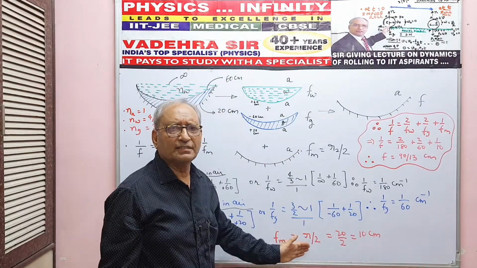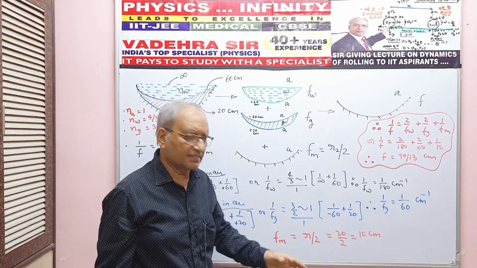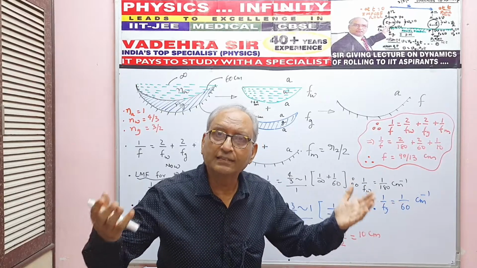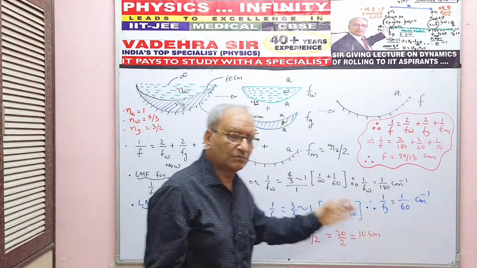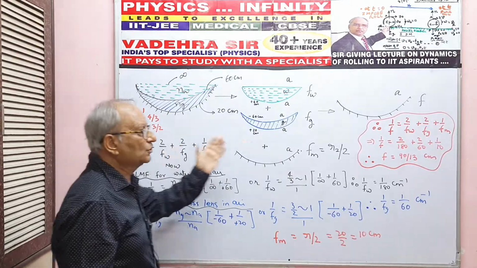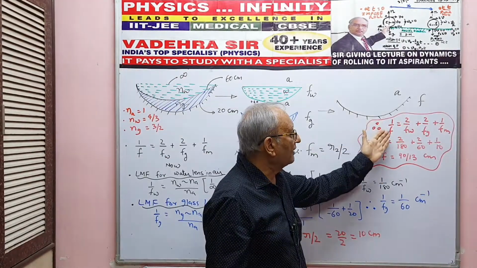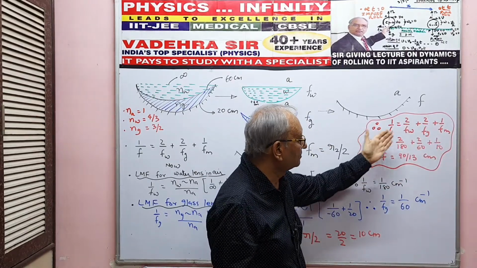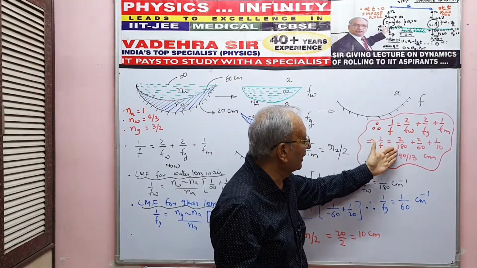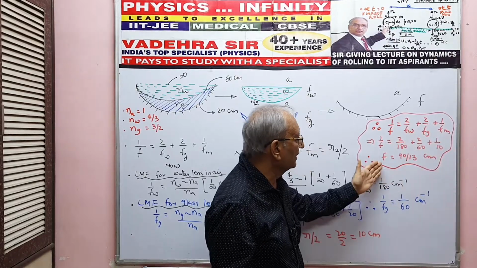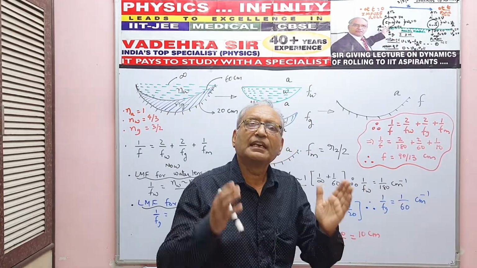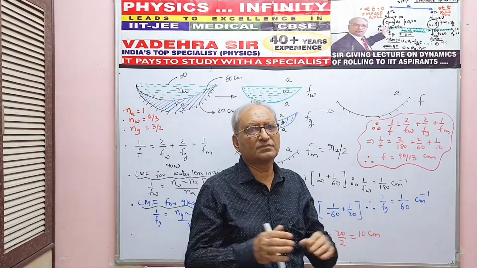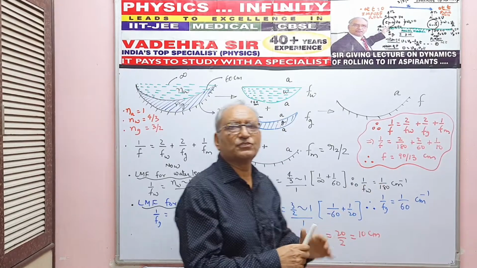FM we already know is R/2. It's a concave mirror, a converging surface again, so focal length plus 10 centimeter. The job is done. I put these figures in this formula, shown in the red block here: 1/F = 2/FW + 2/FG + 1/FM. So 1/F = 2/180 + 2/60 + 1/10. I get F = 90/13 centimeter, almost 7 centimeter. Done. So you have solved this problem.